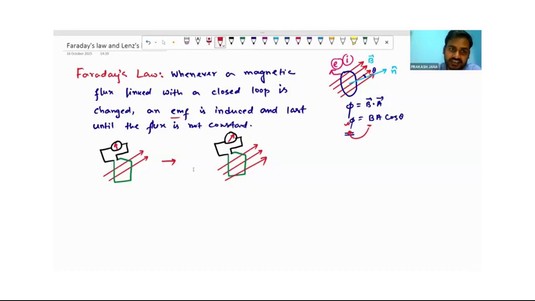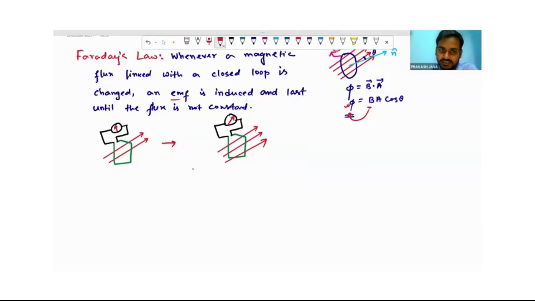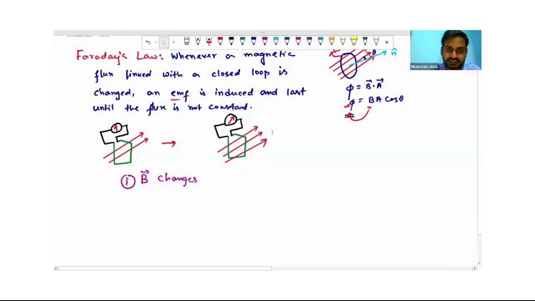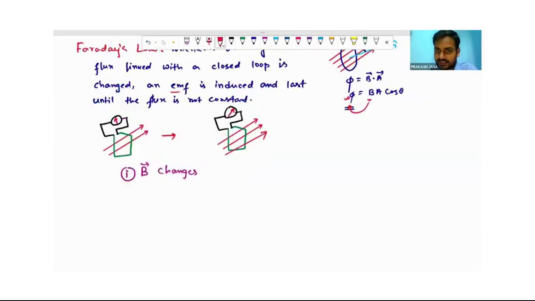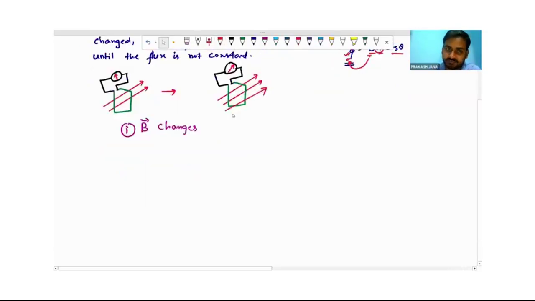So how can we change this magnetic flux? The one way that I discussed is by changing the magnetic field B. Okay, then we will discuss the change in flux due to what? As we know, flux is BA cos theta. So by changing A, that is the cross-sectional area of the coil, we can change the flux phi.